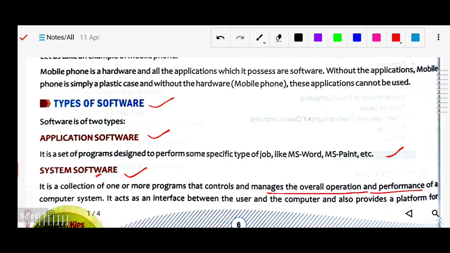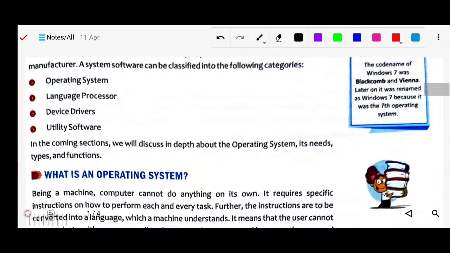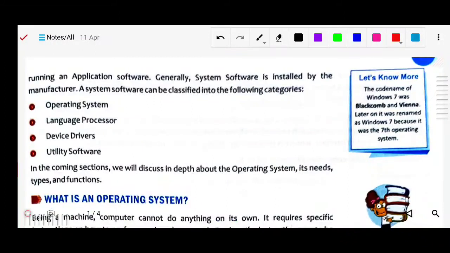Examples include the operating system, as you know. This is the most essential software. The operating system must be in the computer. Just as hardware and software are required for any computer, on the software side, system software is very much essential. It should be there. System software is classified into operating system, language processor, device driver, and utility software.